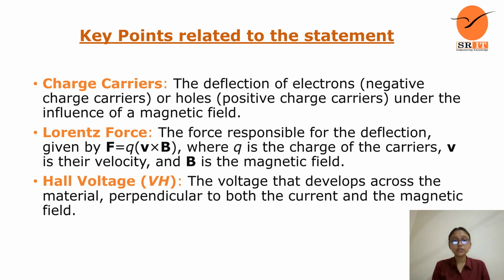Now the key points related to the statement. What are charge carriers? The deflection of electrons, that is negative charge carriers, or holes, which are known as positive charge carriers, under the influence of a magnetic field. What is the Lorentz force? The force responsible for the deflection, given by F equals Q into V cross B, where Q is the charge of the carriers, V is their velocity, and B is the magnetic field. Now what is the Hall voltage, that is VH? The voltage that develops across the material perpendicular to both the current and the magnetic field is called the Hall voltage.